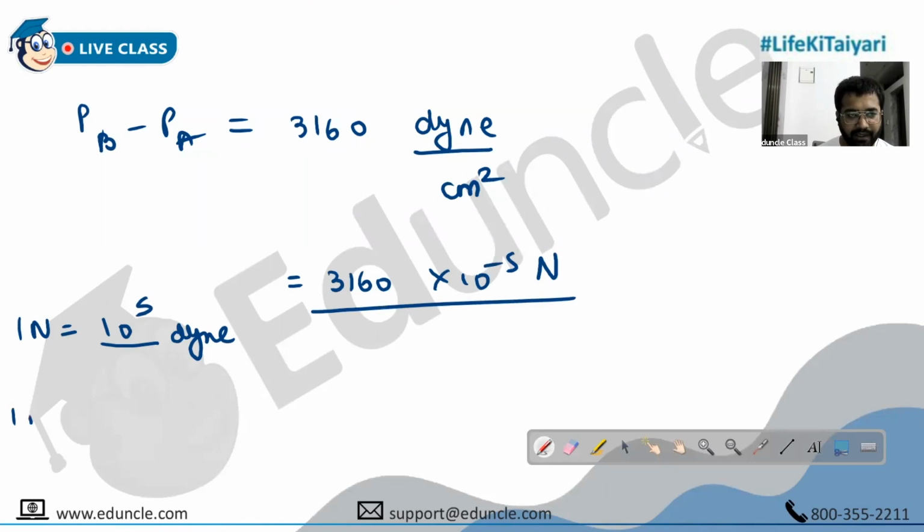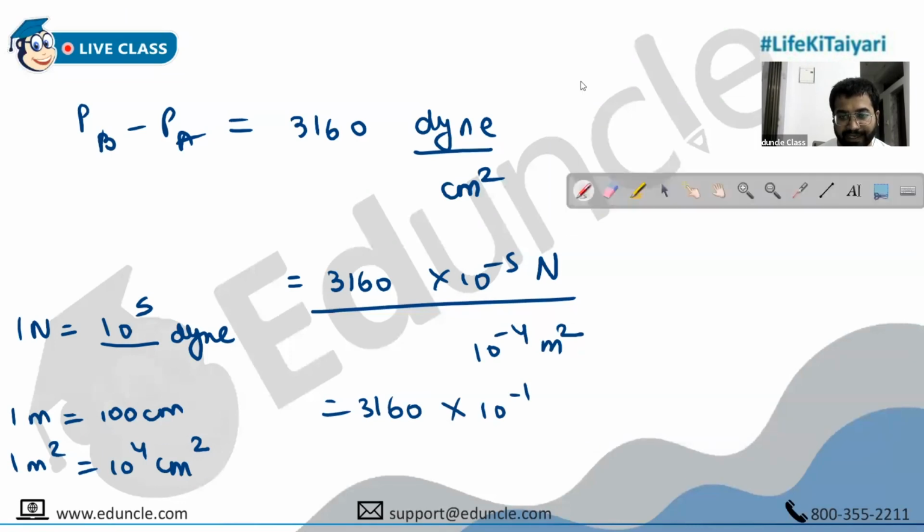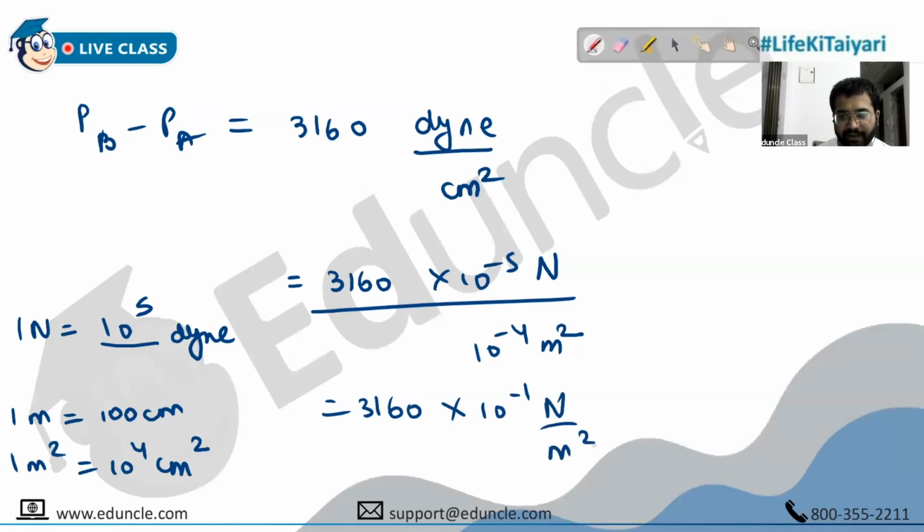Okay. And 1 meter is 100 centimeter, and 1 meter square would be 10 raised to 4 centimeter square. So 1 centimeter square would be 10 raised to minus 4 meter square. So this is 3160 into 10 raised to minus 1 Newton per meter square. So this is 316 Newton per meter square. And what is Newton per meter square? This is SI unit, but SI unit has a name. What is that name? Pascal. So this is 316 pascals.